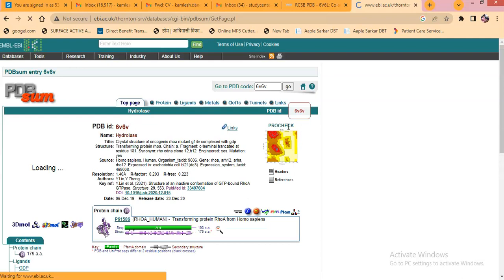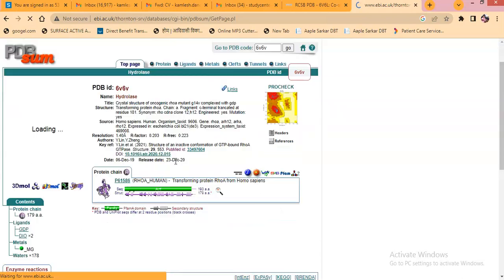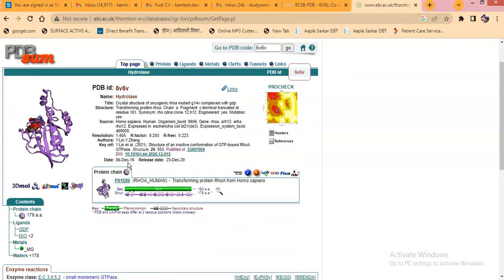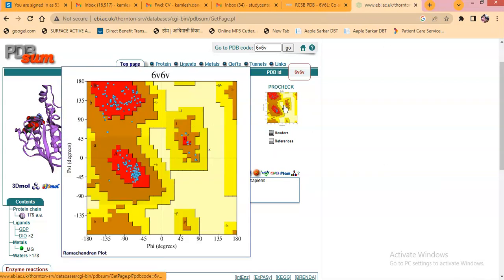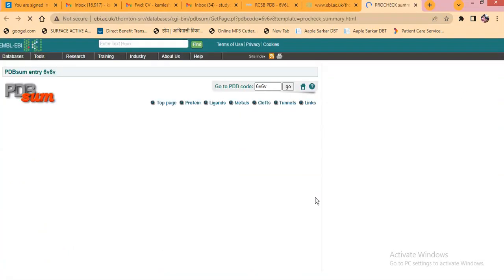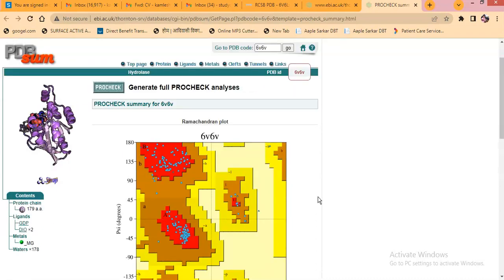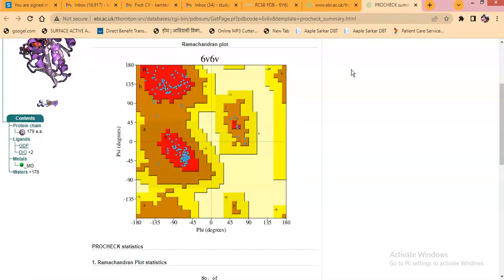Okay, now there is project data available. It indicates that in December 19 it was available on this database, and the release date was December 20. The same information matched with the PDB. So you have to click on this project. Okay, now this is the plot for this 6V6L protein.